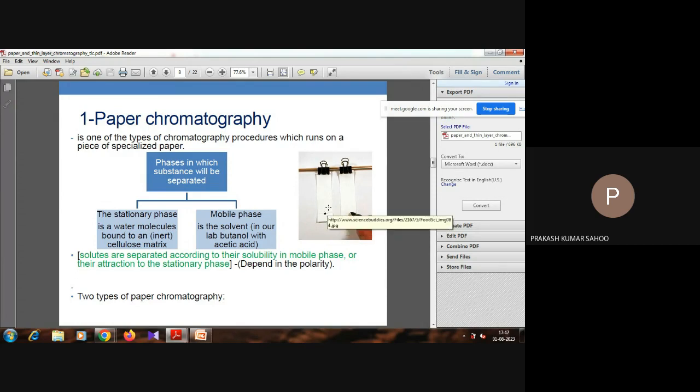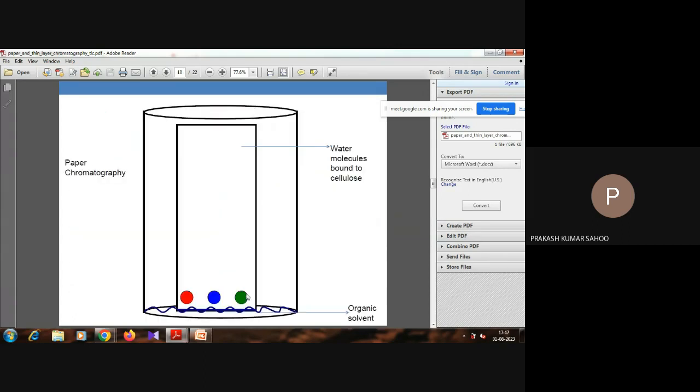A solvent is allowed to move from the end of the paper by capillary action, and after equilibration for some fixed period, the solute migrates from the initial point of application. The components of the mixture are separated completely or partially with distinct colored zones, like this.